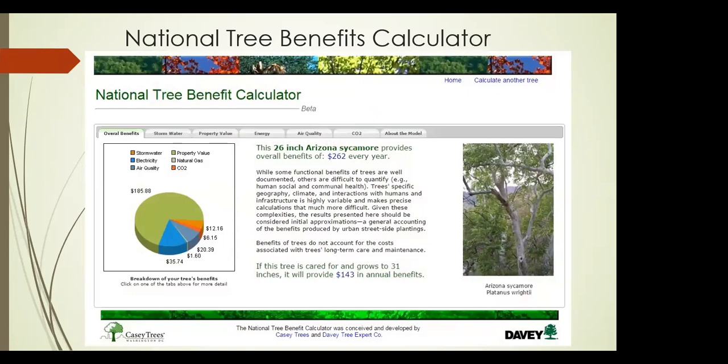And so if you enter that, then you get the calculator benefits. This is based on a 26-inch Arizona sycamore, and that's all you have to push in with the zip code, and then it comes up with the benefit this year of $262. When the tree is smaller, it has less benefits because it doesn't provide as many. But you can see at the bottom of the page, if the tree is cared for and grows to 31 inches, it will provide $143 worth of annual benefits. You say, what the heck is going on there? Well, we know that as trees mature, they also start to decline. So they've worked out a lot of values, and you can figure out the values through the life of the tree.